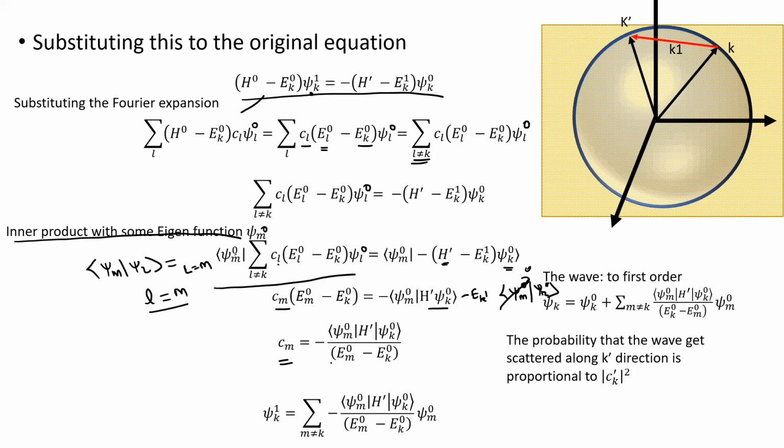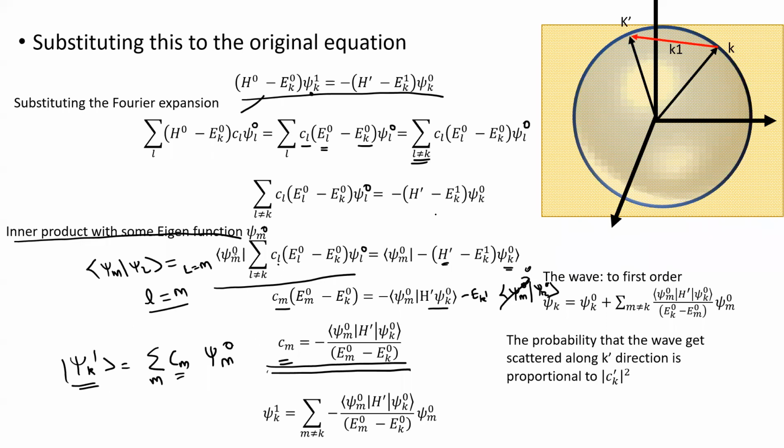So Cm is given by this expression. Once again, I think you will remember what this bracket means. But here the bracket is divided by Em minus Ek naught. So what we mean is, in the Fourier expansion of psi k prime, let's say Cm psi m naught, this is what the perturbed wave vector is. It's some Fourier summation of Cm's.